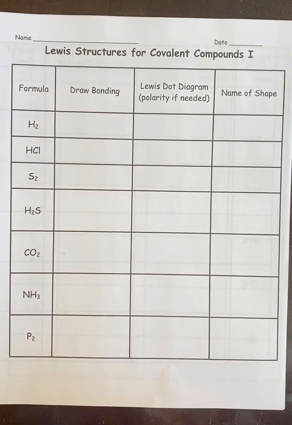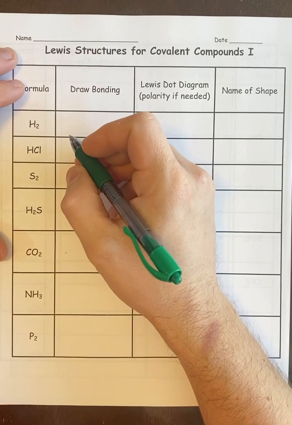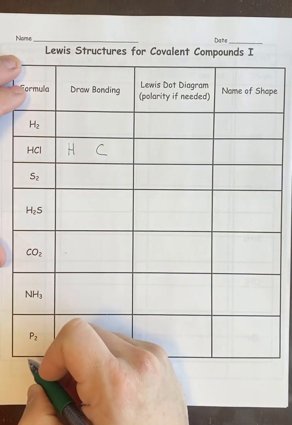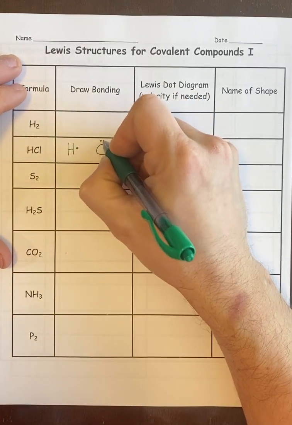Today we're going to be practicing drawing Lewis structures for covalent compounds. I'm going to get you started and do a few of them with you. So again, the way you're going to do this is pretty simple. For HCl, for example, you are going to draw out the elements involved. So I'm giving you the formulas here to make things a little bit easier. H has 1 valence electron, Cl has 7.